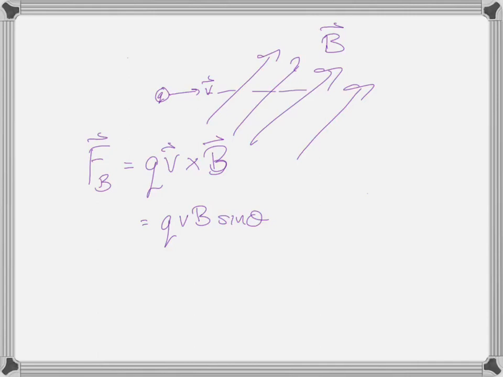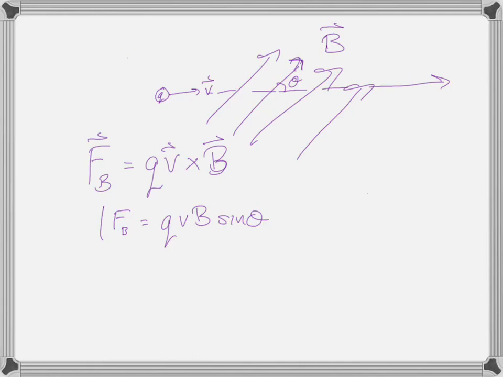So the V vector and the B vector, we've got to put them tail to tail when we're talking about the angle between two vectors. Not head to tail. That's theta. And so the cross product has a magnitude of QVB sine theta.